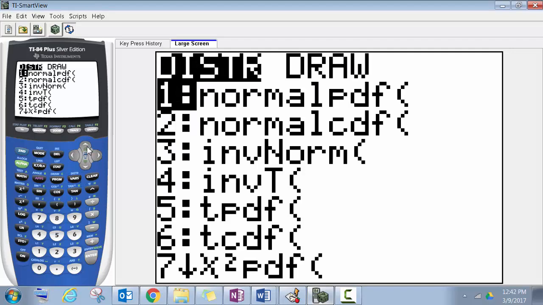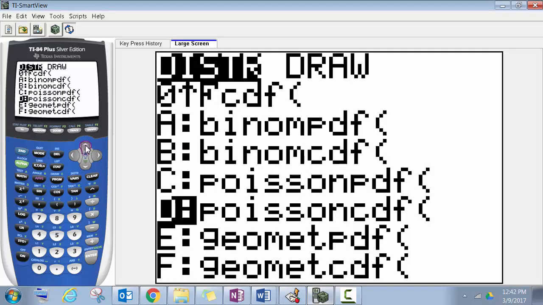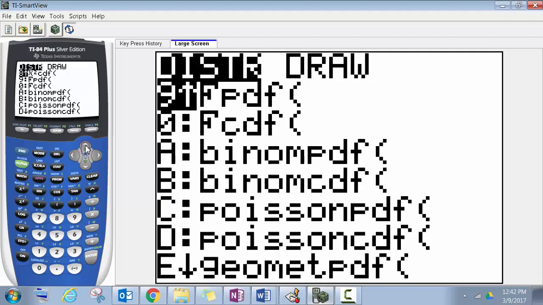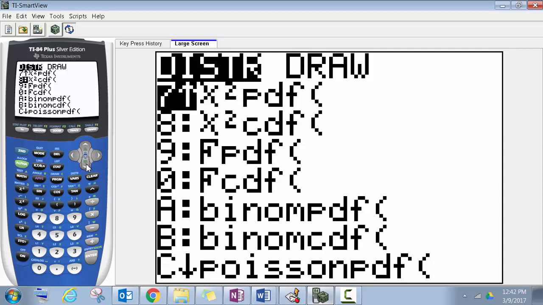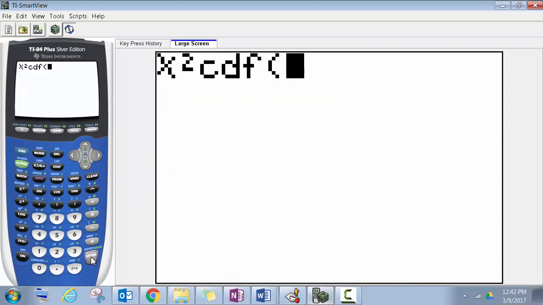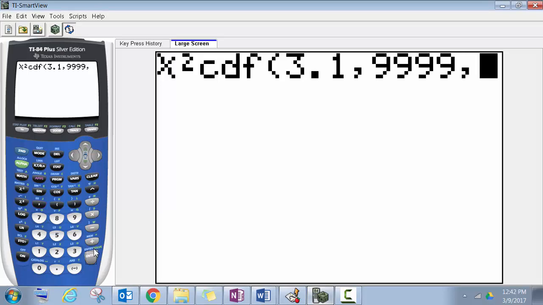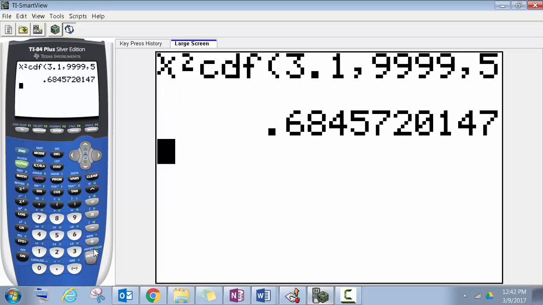We can do the same thing here. Second distribution. Probably should have gone from the other direction. Chi-squared CDF. So it's from 3.1, comma 9999, comma 5. And we get the same thing. So we have a big p-value.